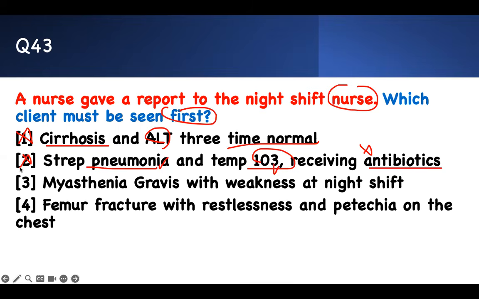Just ignore them now. Myasthenia gravis, weakness at night. That's what happened. They're stronger during the day, weaker during the night. Don't worry about it. I have a femur fracture, big bone. Now I'm restless, be sharp, and petechiae on my chest, fat embolism. Please see me.